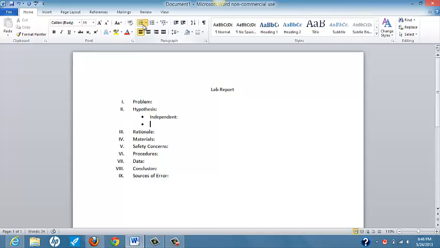Next is your safety concerns. These are basically the common rules used in lab. Next you have your procedures. These are noted, and each of your materials must be underlined in your procedures.